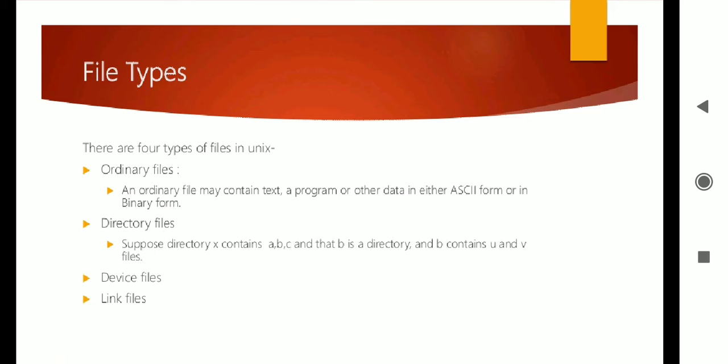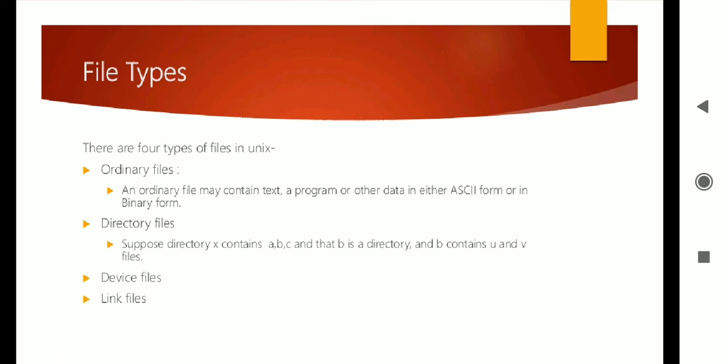Then directory files, which are different here in Unix. Suppose directory X contains A, B, C, and B is a directory, and B contains files U and V. So this is a directory structure. Directory files are nothing but directories which hold other subdirectories and files. The information of the entire directory structure will be stored in directory files.